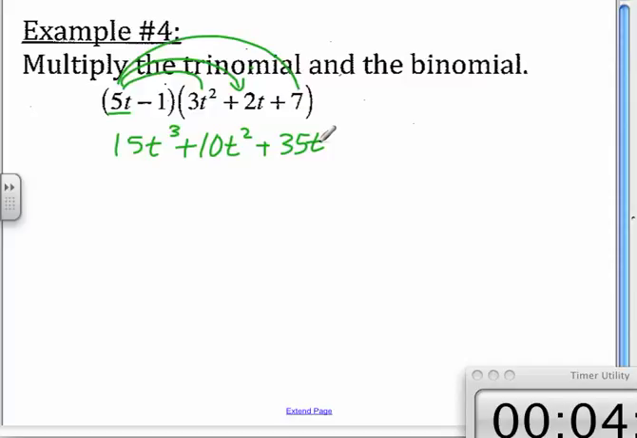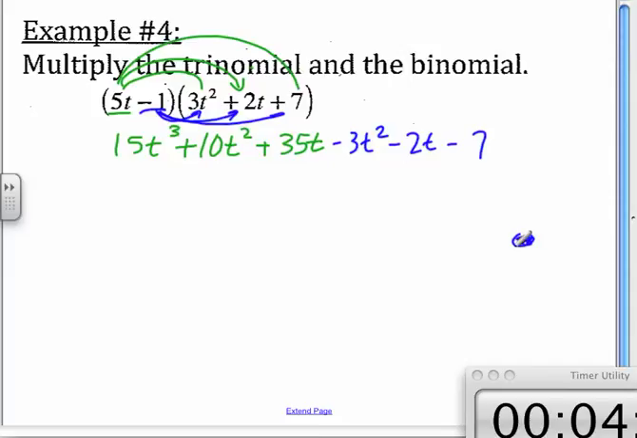It helps. Okay? I'm not done, am I, Edward? No. I'm halfway done because I finished the first term. Now I need to do the second one, which is negative 1. That's really just going to change all the signs of these things. So negative 1 times 3t squared gives me minus 3t squared. Negative 1 times positive 2t gives me negative 2t. And then negative 1 times positive 7 gives me negative 7.